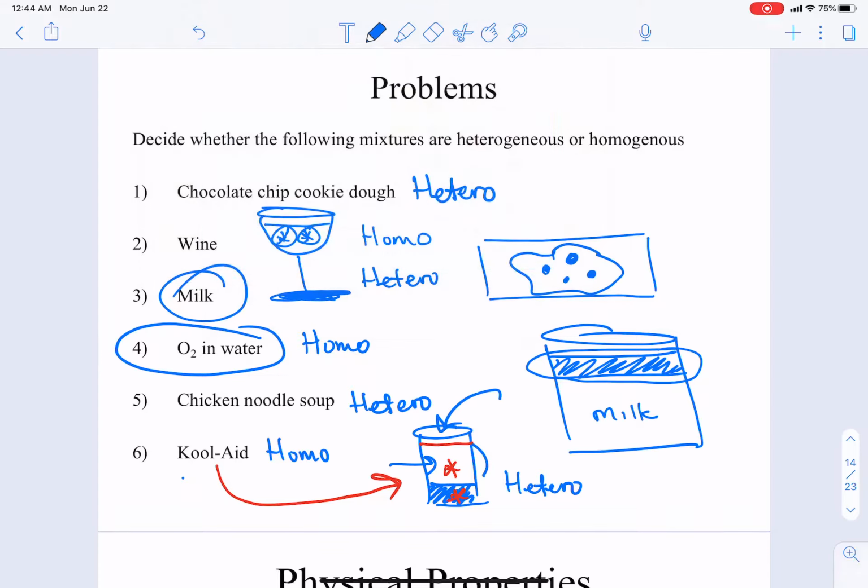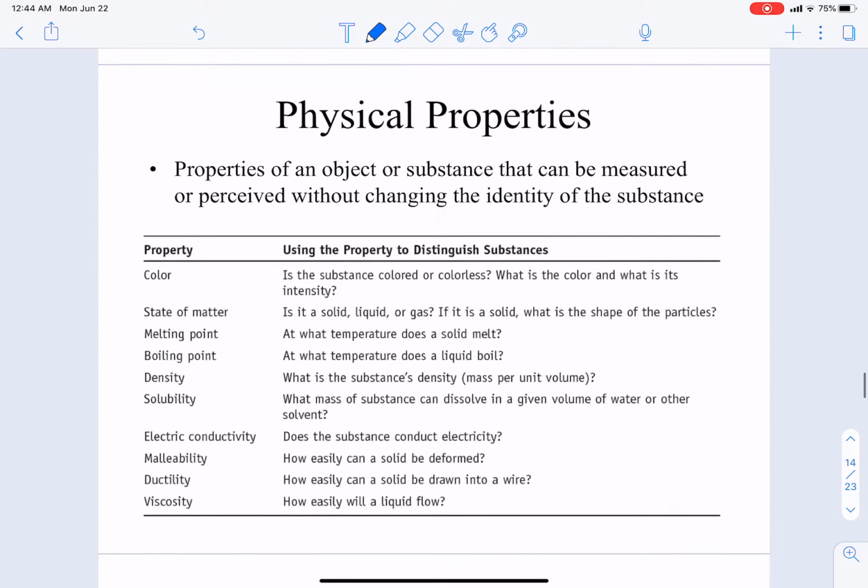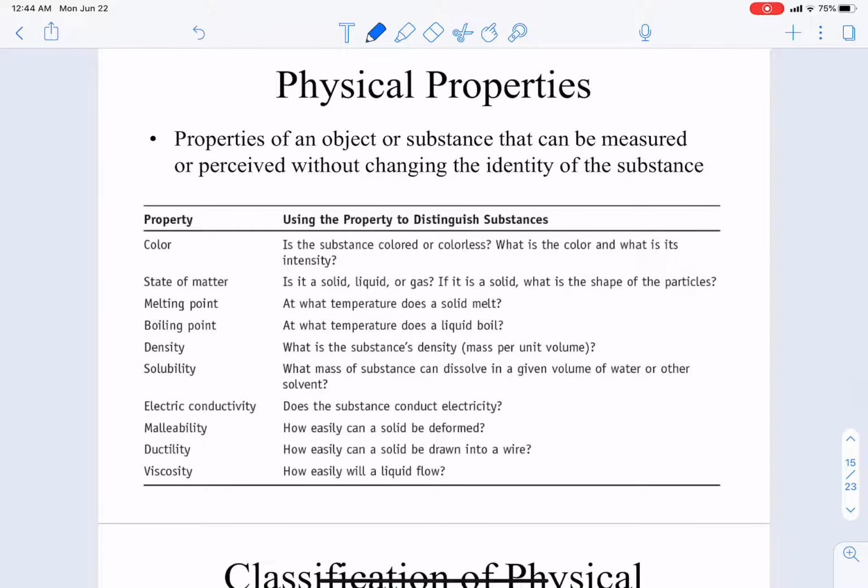So let's take a look at a chart of physical properties. These are properties of an object or a substance that can be measured without us changing the identity of the substance. So a physical property might be the color. So what color is it? How intense is it? The state of matter, is it solid, liquid, or gas? The melting point, the boiling point.